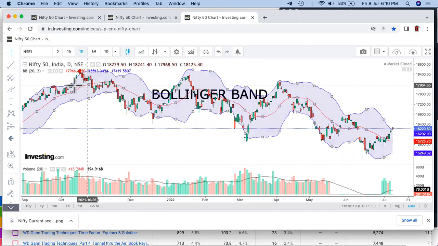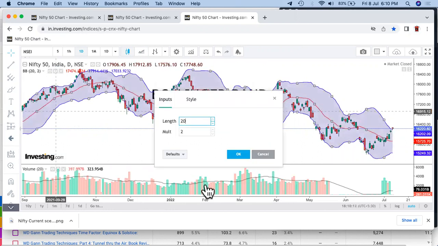Let's go to the terminologies. Length is the standard one. This is 20, which is being used, and multiple is 2. I'll tell you about this also.